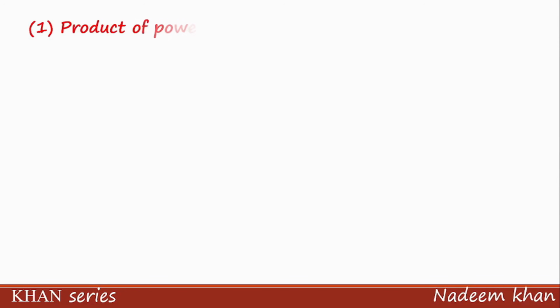Rule number 1. Product of powers. A to the power m times a to the power n equals a to the power m plus n. When we multiply powers with the same base, we keep the base and add the exponents. इसका मतलब ये है कि जब दो पावर्स का बेस सेम हो और इनको आपस में मल्टीप्लाई किया जाए तो बेस वही रहता है और सिर्फ एक्सपोनेंट को ऐड किया जाता है.